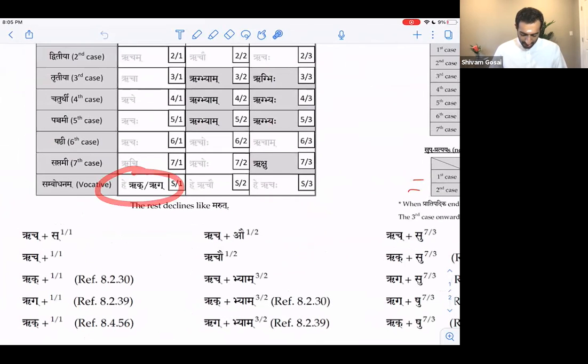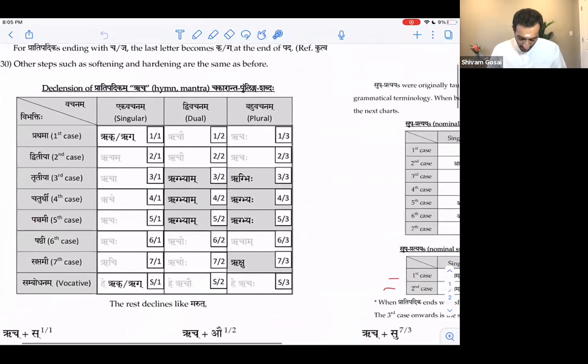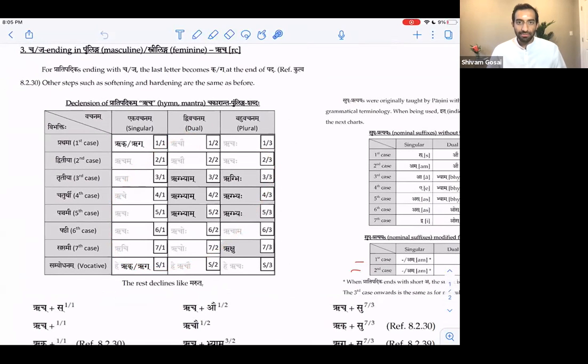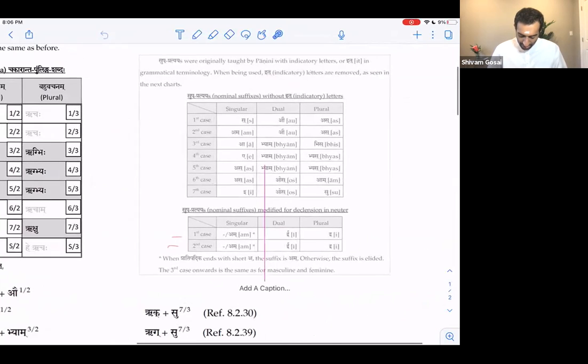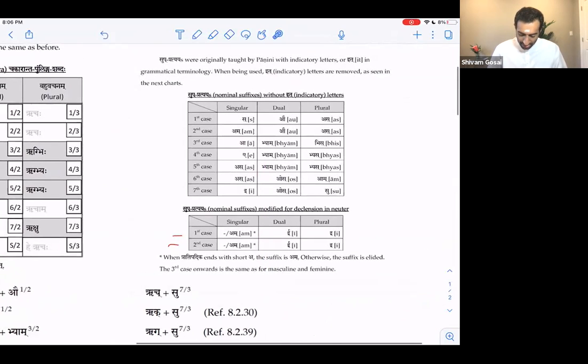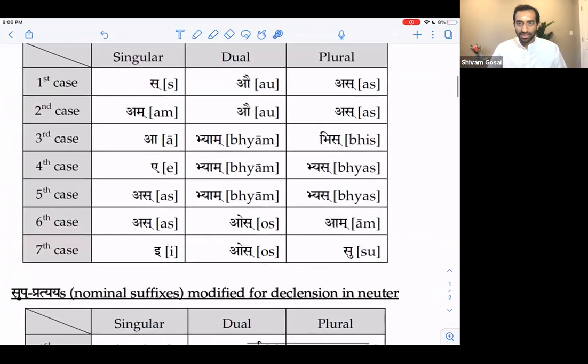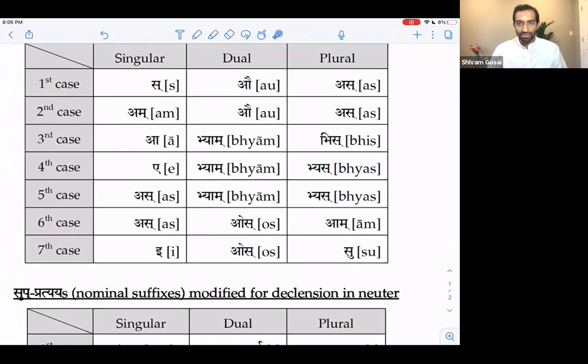Hey rik, hey rig, hey richo, hey richaha. Okay. So without even knowing these rules, I think we can get most of the cases because we've seen these pratyayas. That's why these supratyayas are very helpful, because we can get pretty far with just knowing them. That's why we chant su o jas. It takes us pretty far. We just need to be careful in these places.